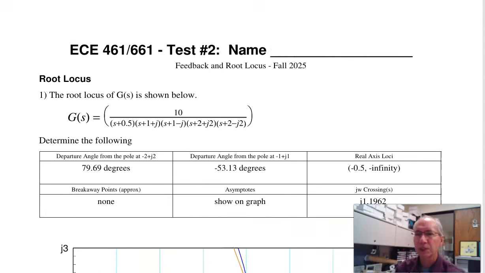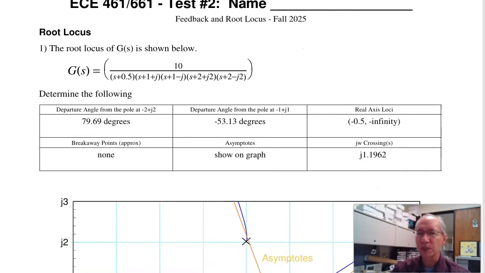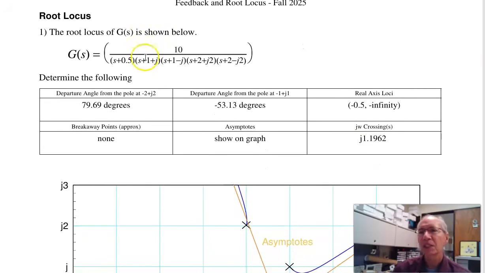Here are solutions to test number 2 for ECE 461-661 control systems. This test looks at feedback and root locus plots. Now the first problem is sketch the root locus. Given a system with 5 poles, the root locus is given.